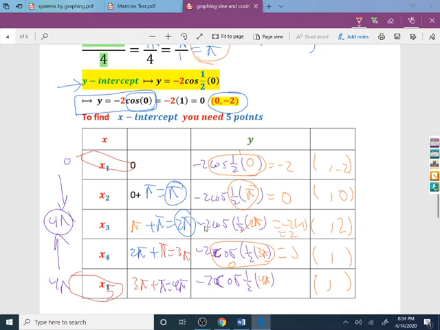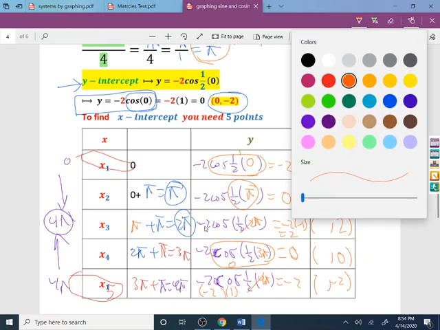And this guy is 0. This guy, if you cancel, is going to be cosine 2 pi. Cosine 2 pi is 1. This guy is 1, and this guy, negative 2, gives you negative 2. Okay, let us write down the values of x.